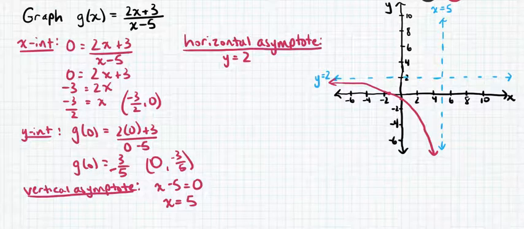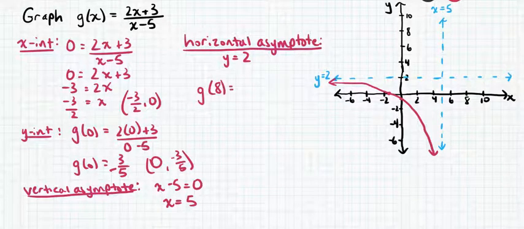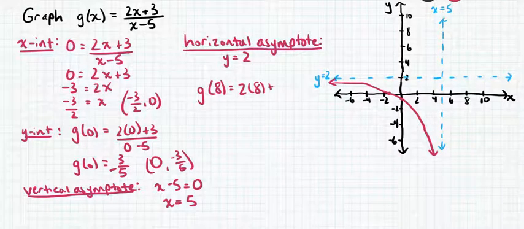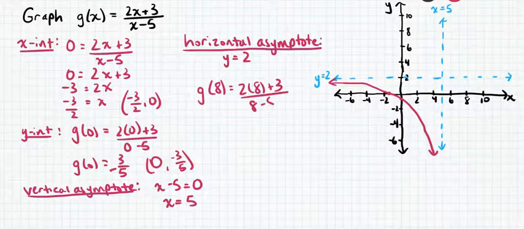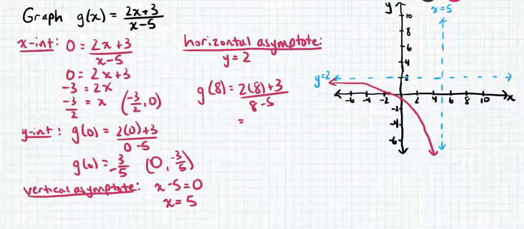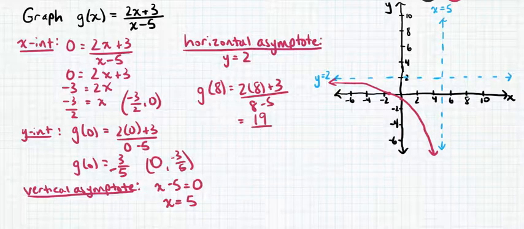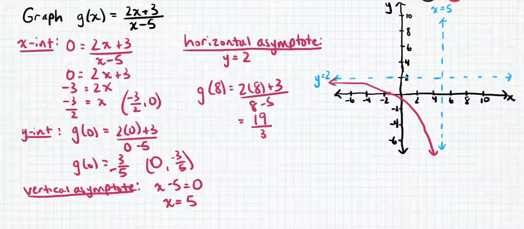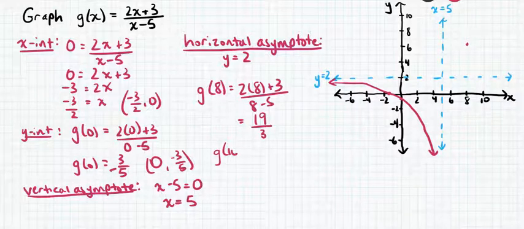So let's try g of 8 to get another point. So that gives us 2 times 8 plus 3 divided by 8 minus 5, which is 16 plus 3, so 19 over 3. And that would work out to 6 1/3. So at an x value of 8, the function is at 6 1/3. So about here.